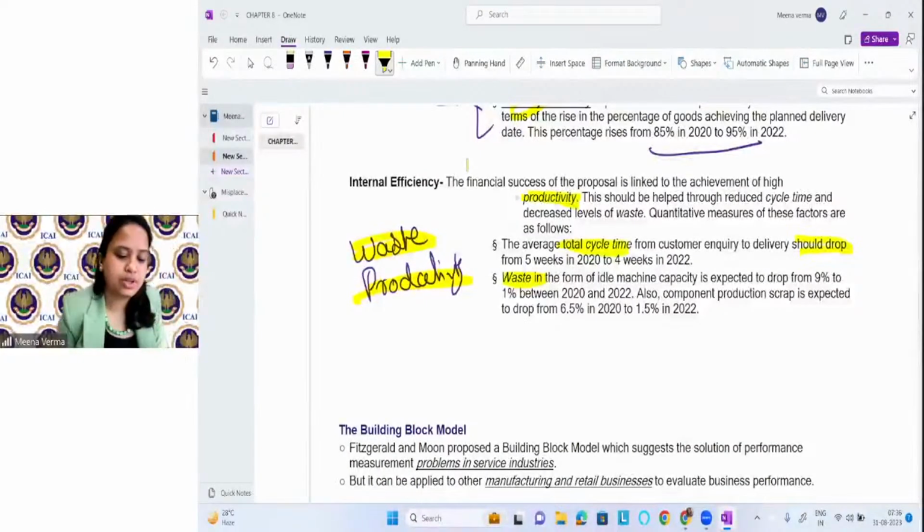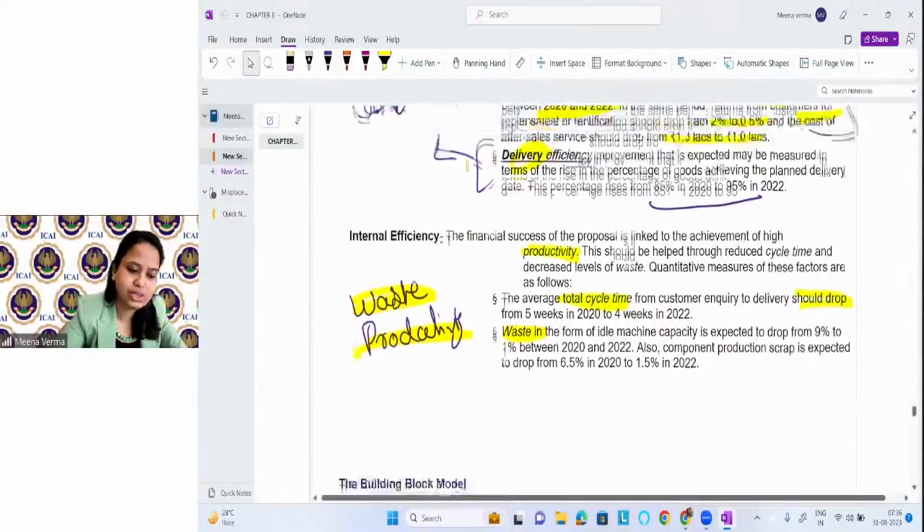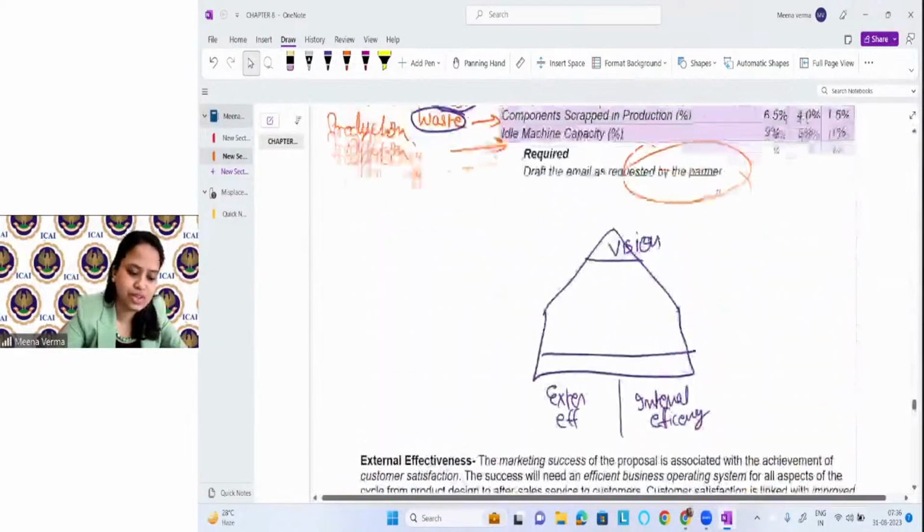They talk about the cycle time. They talk about the productivity. They talk about the waste. They have talked about everything, right? Okay, that's it. You can see the answer is finishing in this.